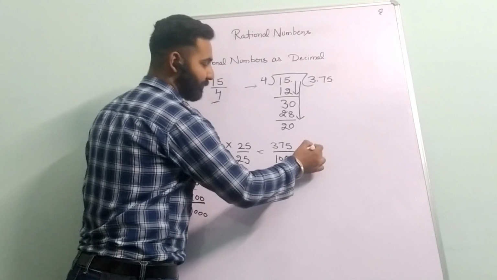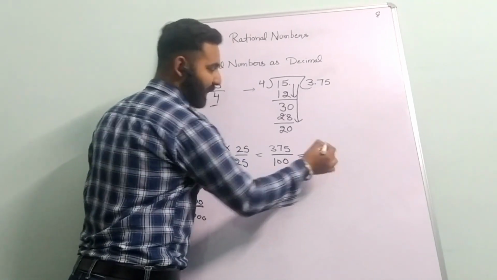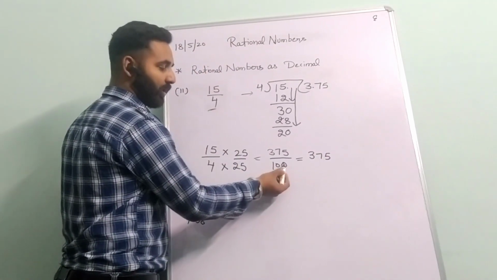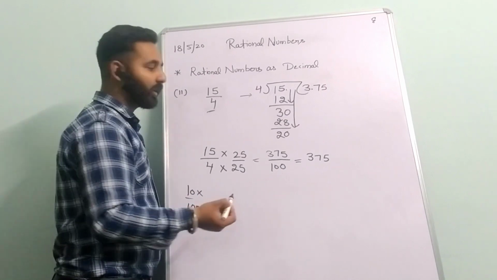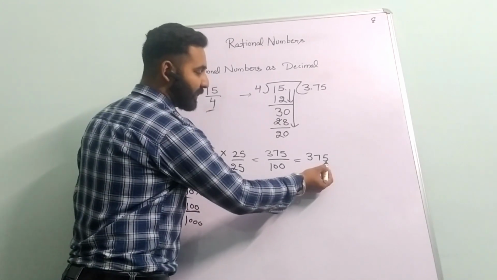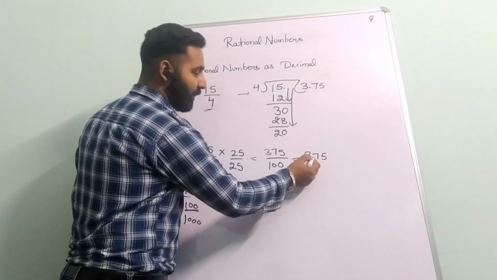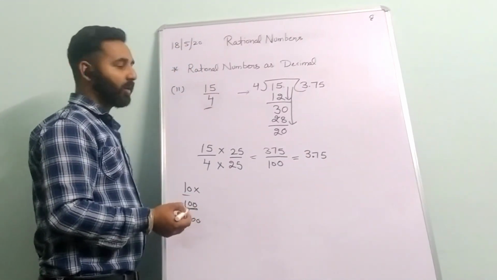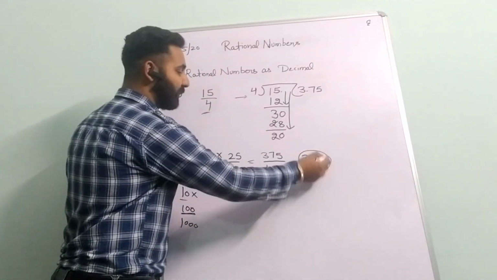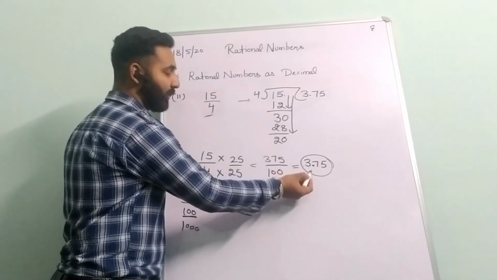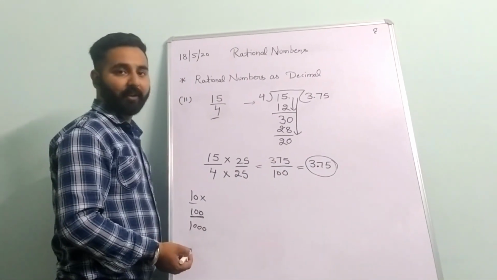Same thing again, 375 as it is. Count the zeros. There are 2 zeros in the denominator. Now count the digits from the back, 1 and 2, and put the decimal here. So the decimal form of 15 upon 4 is here also 3.75.